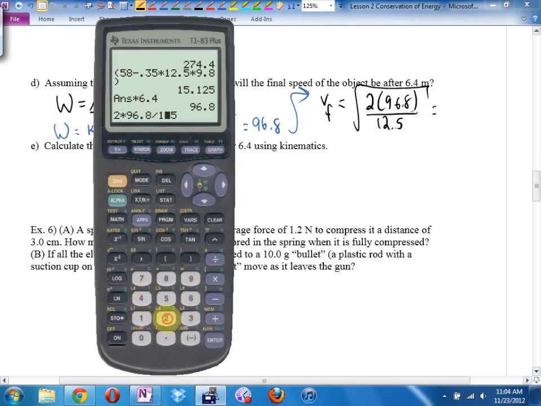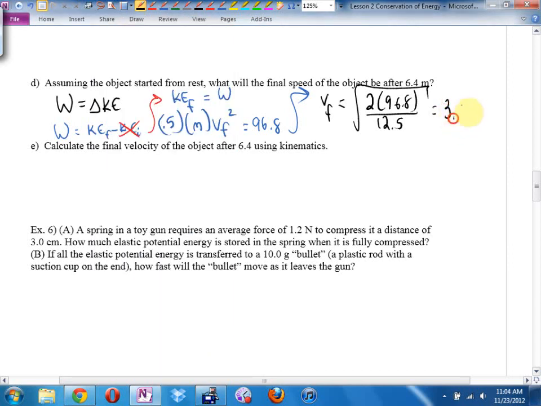You get 3.94 meters per second. The other way you could have done this is you could have gone winner minus loser equals ma. You could have found the acceleration. You could have let vi be 0, d be 6.4, and used vf squared equals vi squared plus 2ad, and that would have got you the same answer. Which one's better? They're both fine.